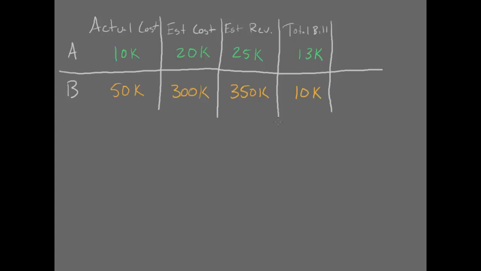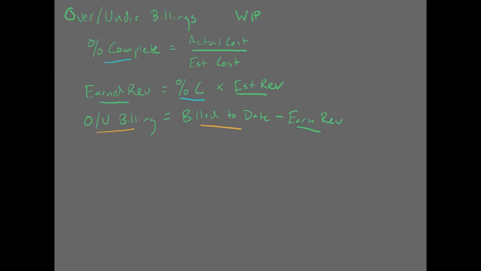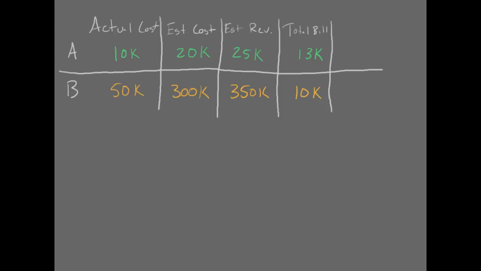So let's go through all of those terms that we talked about back on the other slide here: percent complete, earned revenue, and over-under billings, and calculate all of those things for these two jobs. So first of all, what is our percent complete for these two jobs?